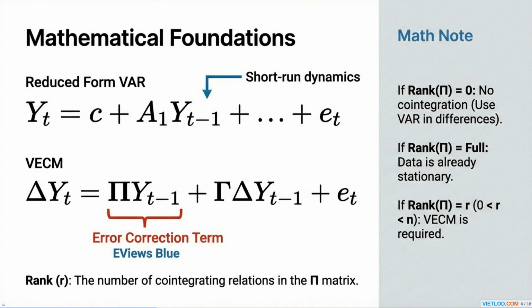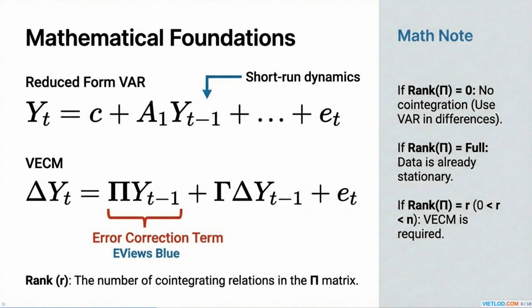The reduced form VAR is the most common specification. Here, a vector of current variables, yt, is expressed as a function of its own past values and a vector of errors, et. This form is excellent for capturing short-run dynamics and for forecasting.